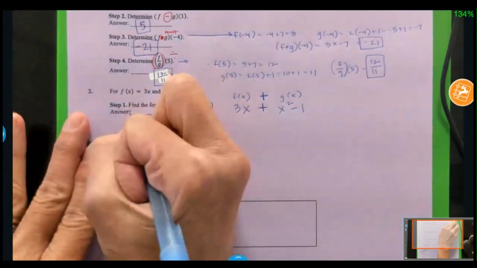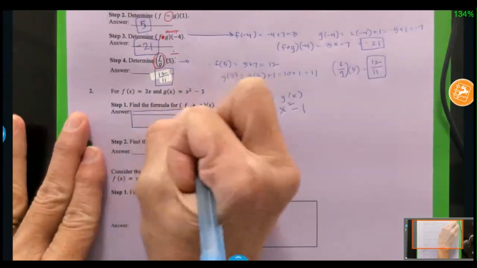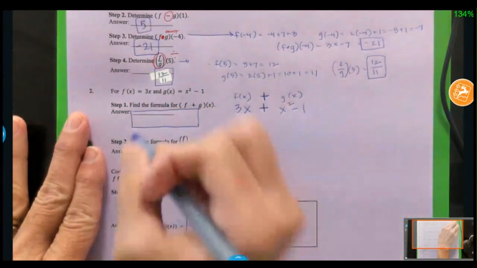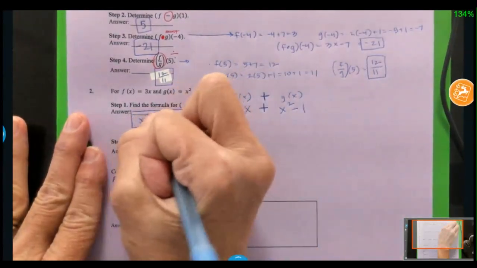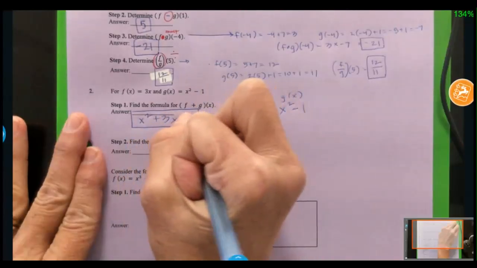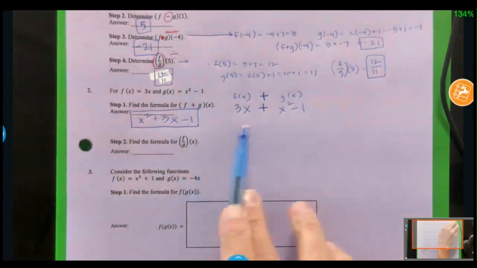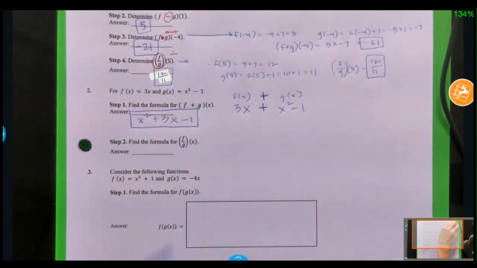I do want to make it look nice, so let's put it in standard form. Let's put x squared plus 3x minus 1. If you left it like that, I wouldn't mark it wrong, but this just looks better. It's in standard quadratic form, ax squared plus bx plus c.